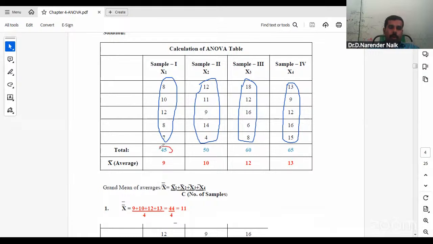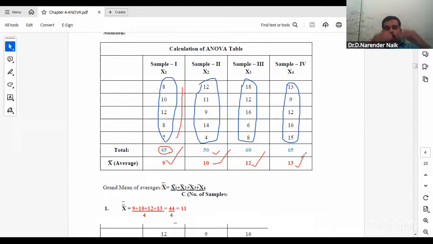45 divided by the number of observations, 5 observations are there, you get 9. 50 by 5, you will get 10. 60 by 5, you will get 12. 65 by 5, you will get 13. So this is the average of sample 1, sample 2, sample 3, then sample 4.